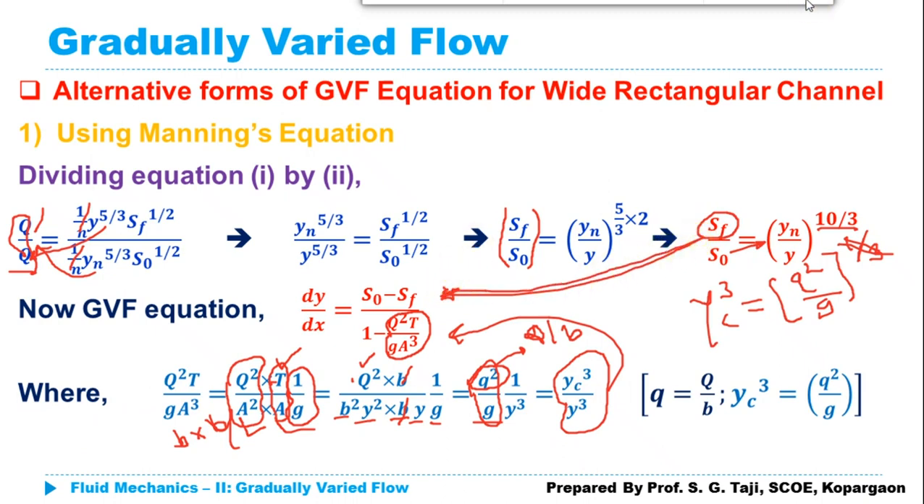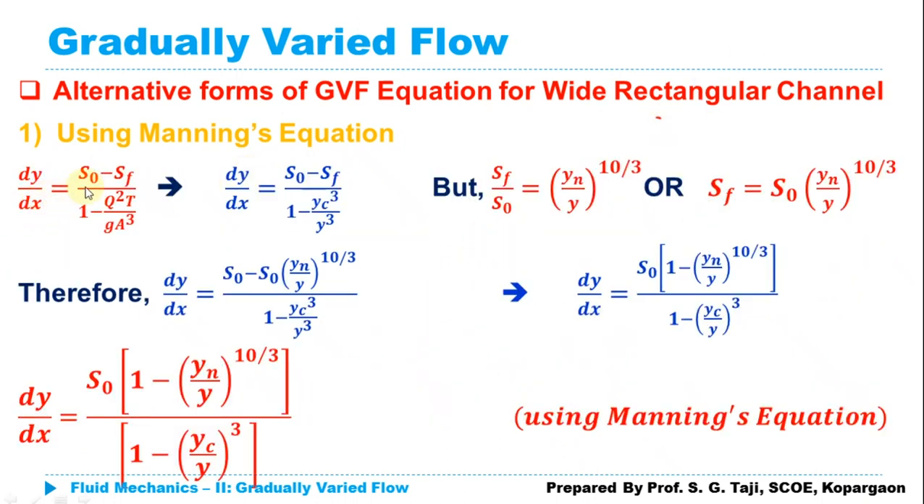Now by putting that equation here, and we already put this value of Sf in this equation, what equation we are getting here: dy upon dx is equal to S0 minus Sf divided by 1 minus Q square T divided by g A cube. By putting the value of Q square T upon g A cube equal to yc cube upon y cube, and Sf equal to S0 multiplied by yn upon y raised to 10 by 3, after putting those values, dy upon dx is equal to S0 minus S0 multiplied by yn upon y raised to 10 by 3, divided by 1 minus yc cube upon y cube.